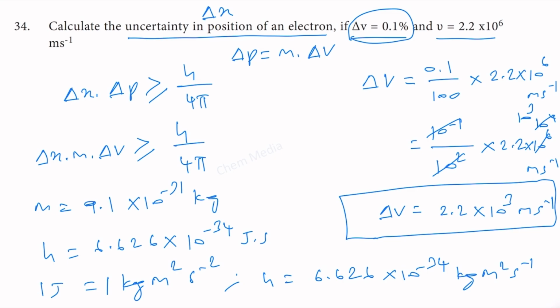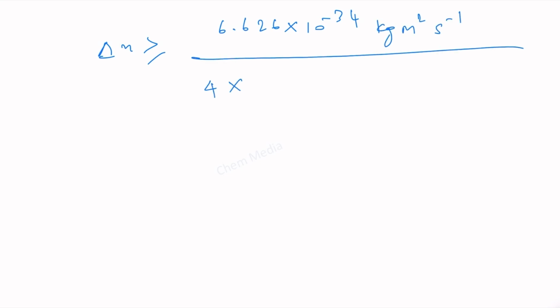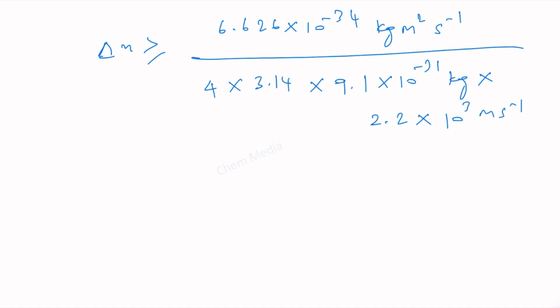So, let us substitute all these values now. Therefore, delta x is greater than or equal to 6.626 times 10 to the power minus 34 kilogram meter square per second divided by 4 times pi value is 3.14 times mass of electron is 9.1 times 10 to the power minus 31 kg times delta V is 2.2 times 10 to the power 3 meter per second. Let us cancel the units that are common. So, what we will have is only meter, which is for the position.